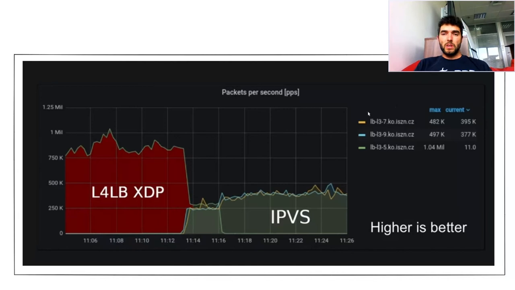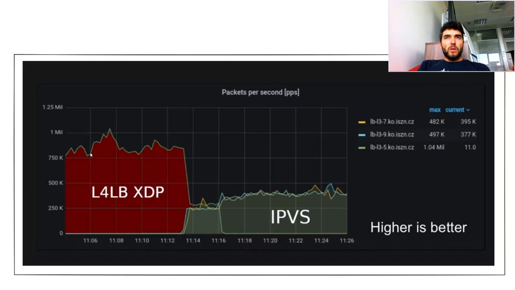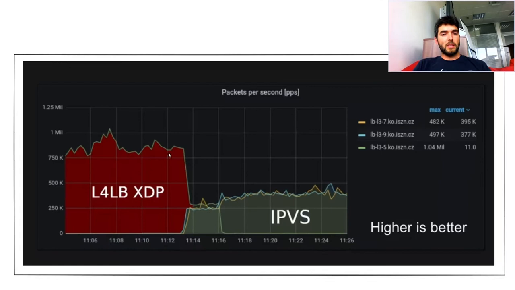This was only part of it, because we wanted to see only on a small portion of the traffic how good it is, and you will see it in a minute how good. So just to summarize, from 11:05 until approximately 11:13, all the traffic was handled by the Cilium L4LB.